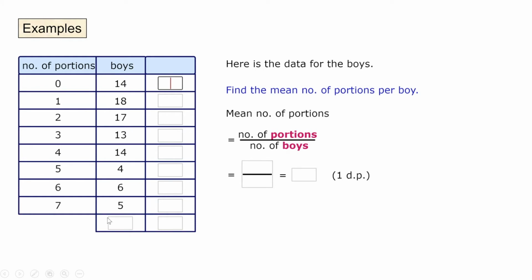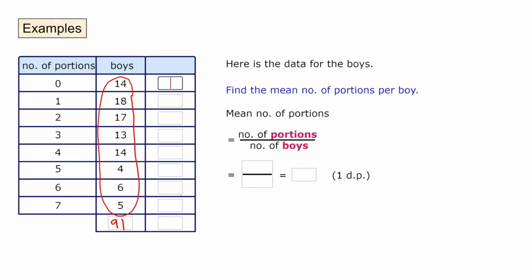Alright, hopefully you have tried this question out and now you're trying to mark and see if you were able to follow. So the first thing that you need to do is to find the total number of boys by adding up all of these numbers here. You should have got an answer of 91.